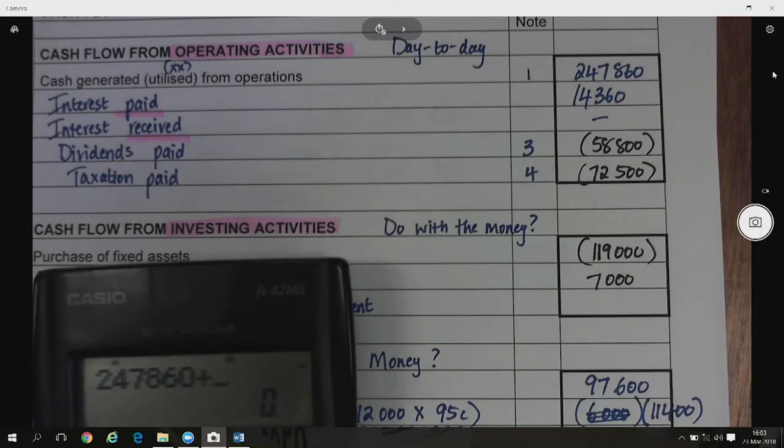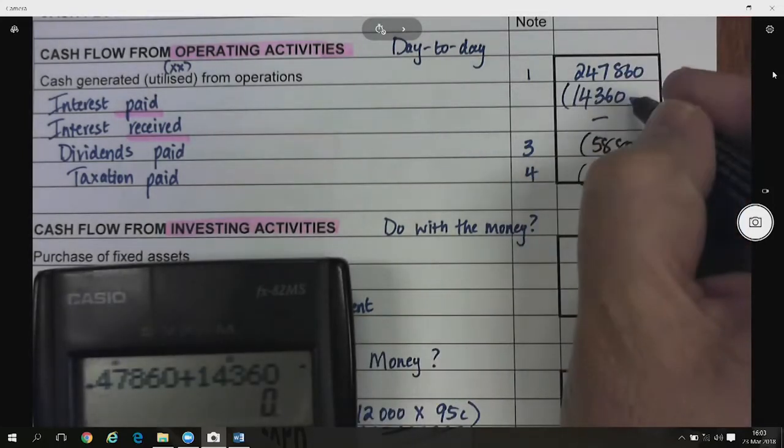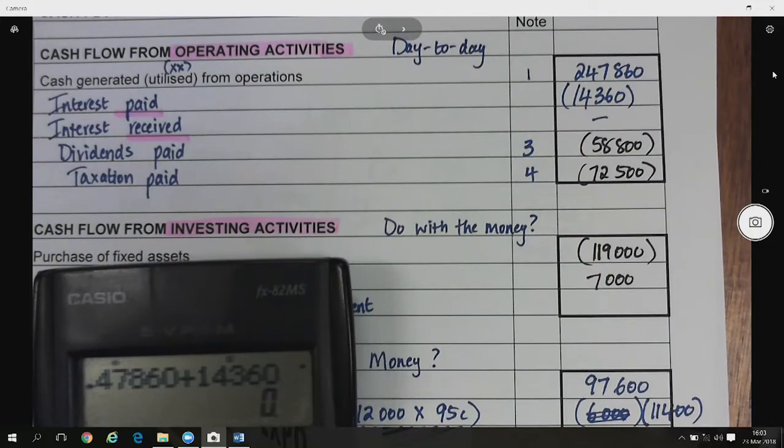247,860 plus the 14,360. No. In brackets, it's money out. Paid means it's money out. So we minus that, minus 14,360. We also paid 5,800 on dividends this year, and we also paid 72,500 on tax this year. So that gives us 102,200 on top there.